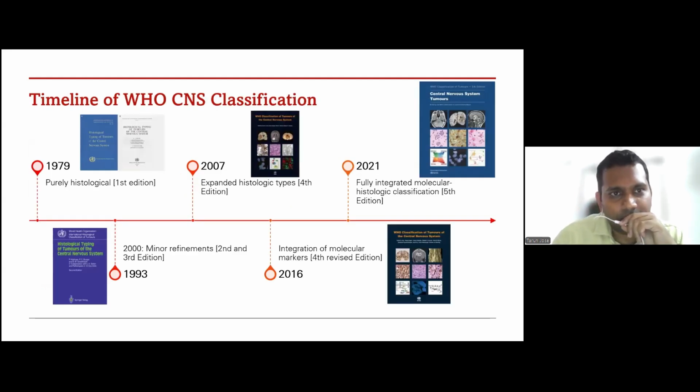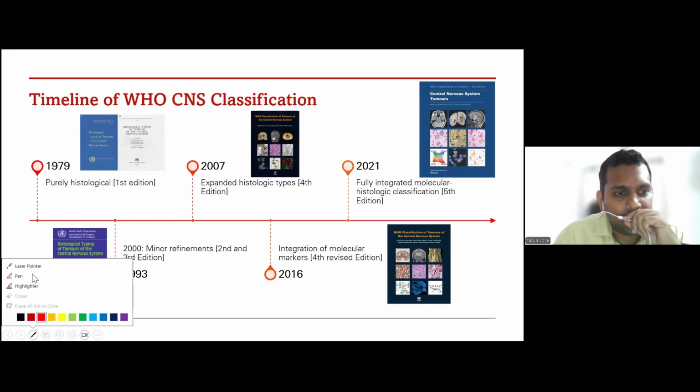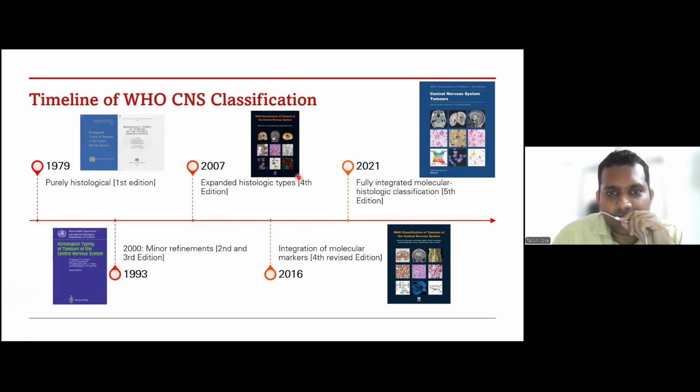When you see the WHO CNS classification timeline, CNS pertains to tumors of the brain and spinal cord, as opposed to those in the peripheral nerves. In 1979, they brought out the first edition, and then in 1993 and 2000, the second and third editions. Most of these were mainly on a histological basis. Then they expanded the histological types with IHCs in 2007 and further revised it in 2016. Now, they have fully integrated the molecular and histological classification in the 2021 WHO classification.